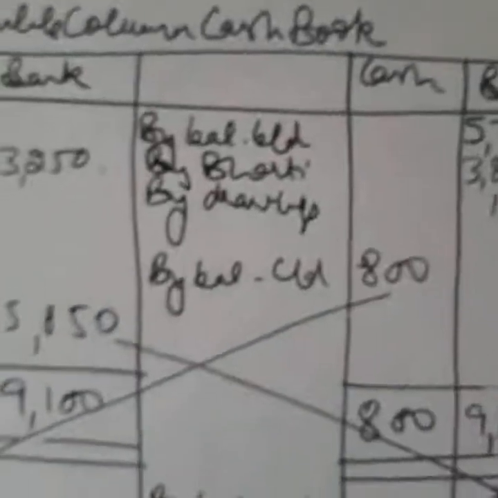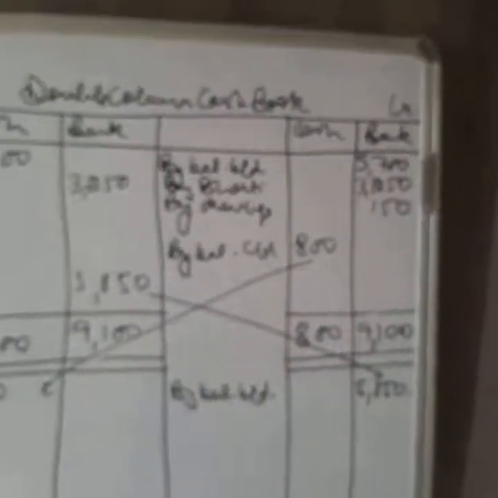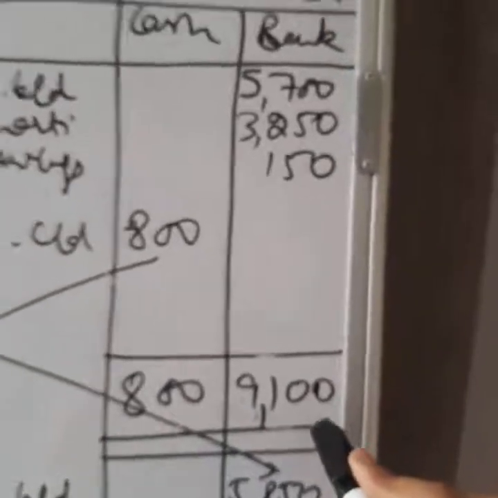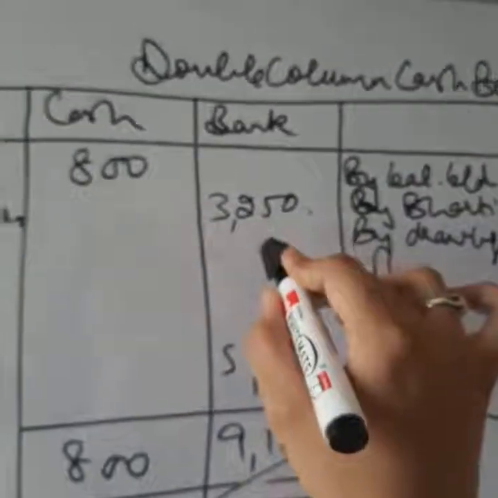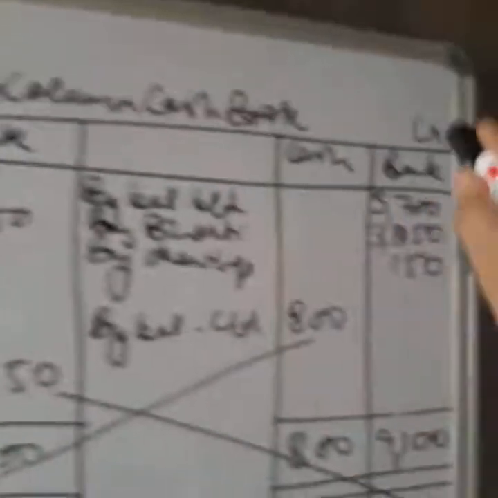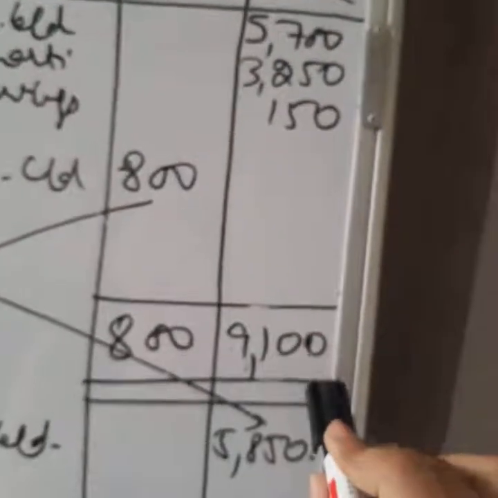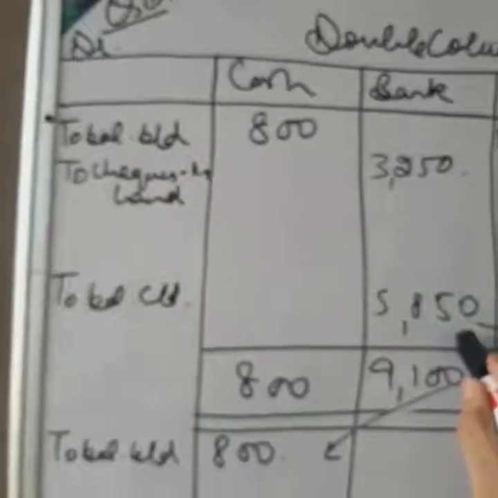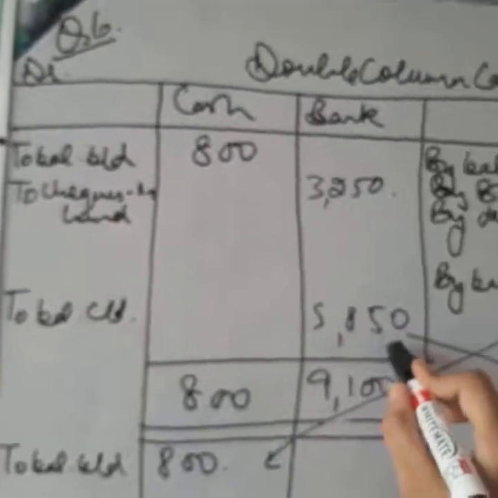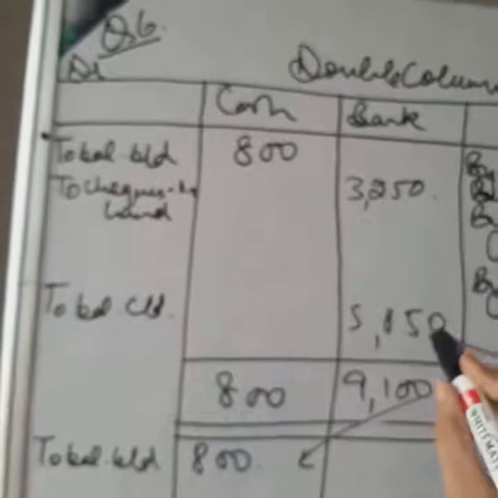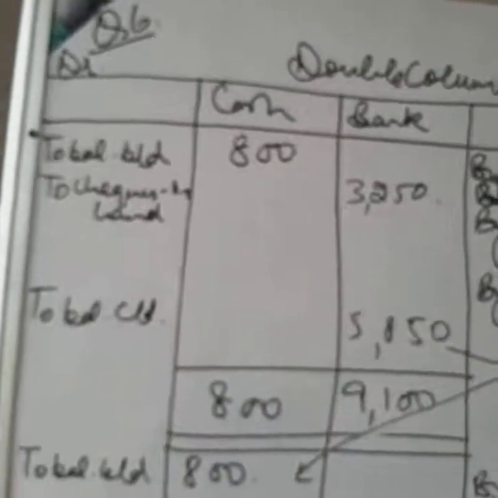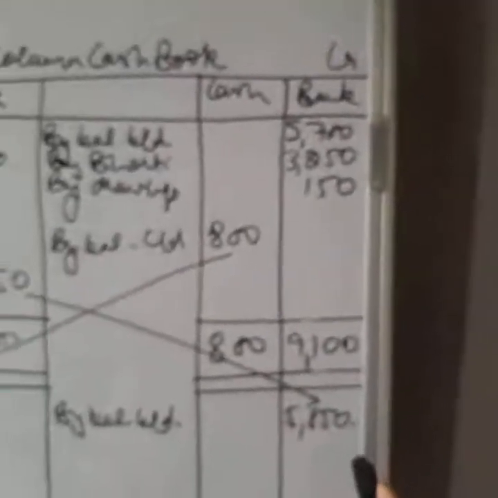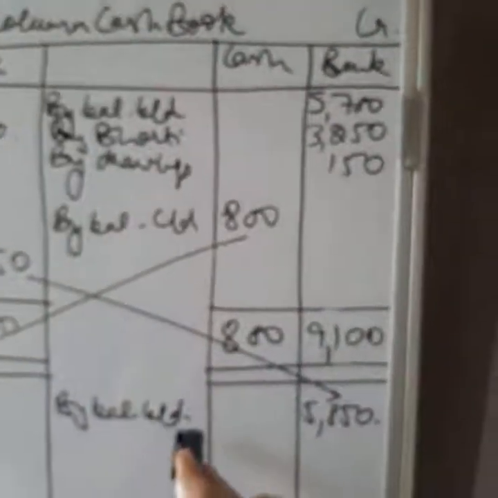Then we'll find out the total of bank column of both the sides. On the credit side the total is 9100 and on debit side the total is 3250. So credit side is bigger. We'll write this total 9100 on both the sides and find out the difference on debit side. So the difference is 5850. So this 5850 will be brought forward on the opposite side, which is credit side. So we'll write by balance brought down 5850.